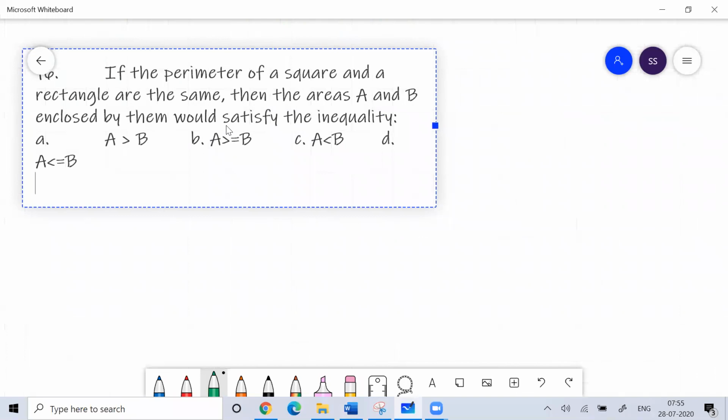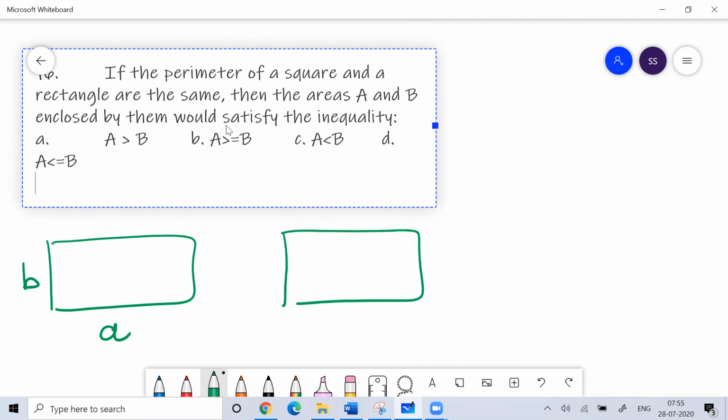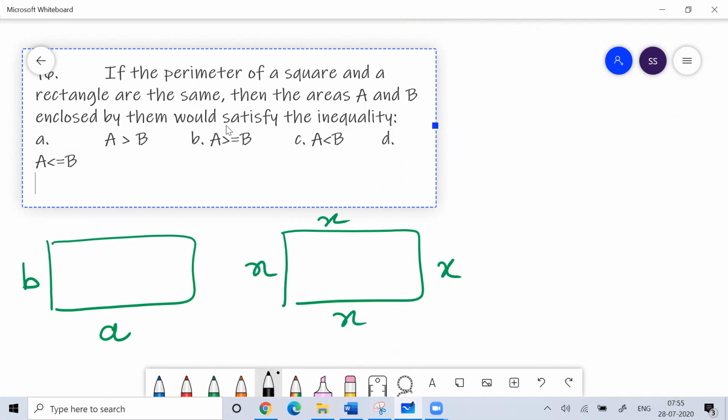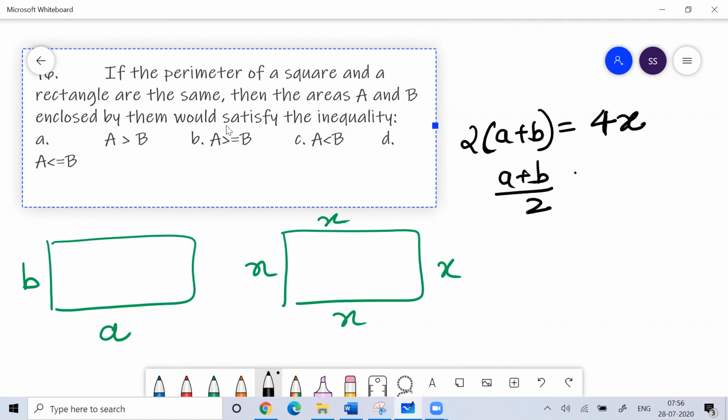Now suppose there's a rectangle having the sides a and b, and there's a square having the side x. Both have the same perimeter. So the perimeter of the rectangle is 2 into (a plus b), which will be equal to the perimeter of the square. So I can say (a plus b) by 2 equals x.